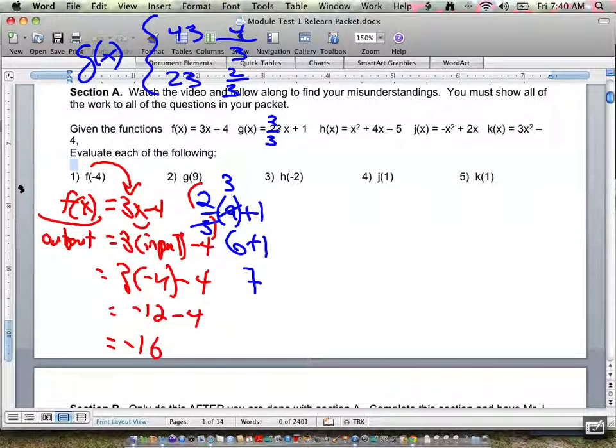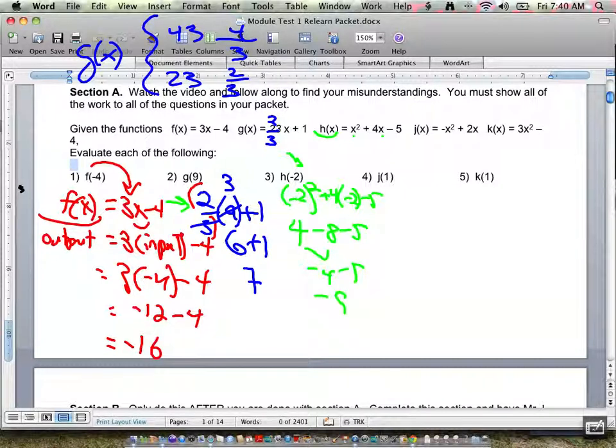Okay? Next up, again, remember, h of x is saying the output is the input squared plus 4 times the input minus 5. In this case, the input is negative 2. And this is the other important time to make sure when you're using a graphing calculator, any fractions, like the 2/3 over here, or any negative numbers, like the negative 2 here, you always, always, always use parentheses when you input them. Okay? Negative 2 squared is 4. 4 times negative 2 is negative 8 minus 5. This would become negative 4 minus 5, which is negative 9.